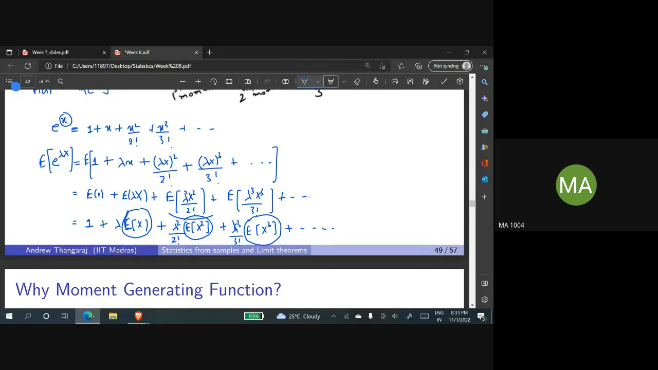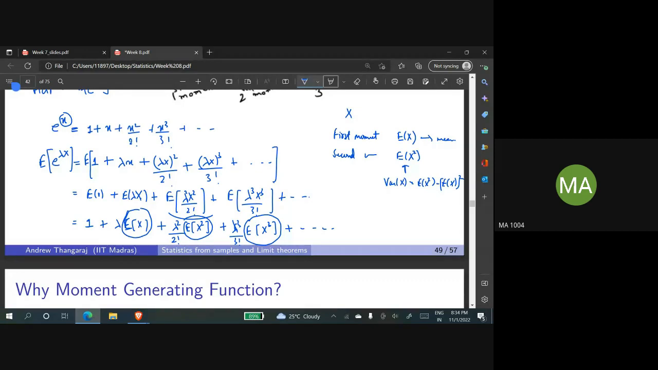So if you have a random variable x, the first moment is given by expected value of x. Okay, that you also call as mean. Then you have a second moment. Second moment is just expected value of x square. And you have also seen this, when you find the variance of x, you do expected value of x square minus expected value of x whole square.